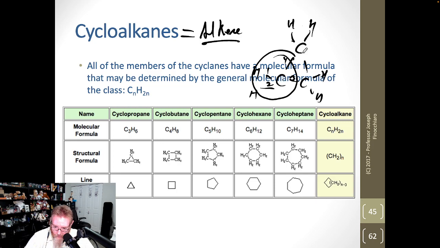And 1, 2, 3 carbons, C3, and then how many of my hydrogens? 1, 2, 3, 4, 5, 6. 2 times 3. How do I get 6? Because the CH2N doesn't change for anything. If I simply draw one out, I can figure out what the formula is.